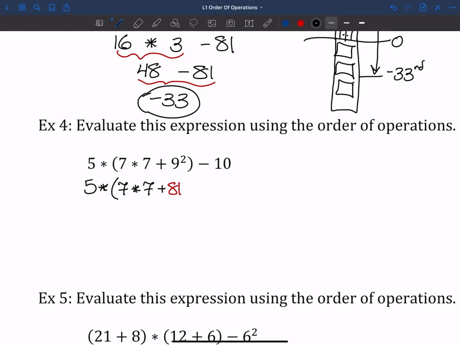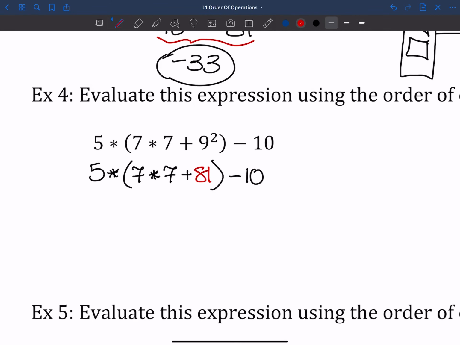Actually, let me try doing a little bit of color coding here. Maybe that'll be nice. All right, so we just changed that piece. We're still working in those parentheses because there's still more to do in there. Let me zoom in a little further. While we're still in there, I now have some multiplication and some addition. I'm going to start with the multiplication. While I'm doing that, everything else on the outside still hasn't changed. We're going to keep it the same. That 7 times 7 is going to give me 49. We've got that plus 81 still hanging out, and then that minus 10 on the end.